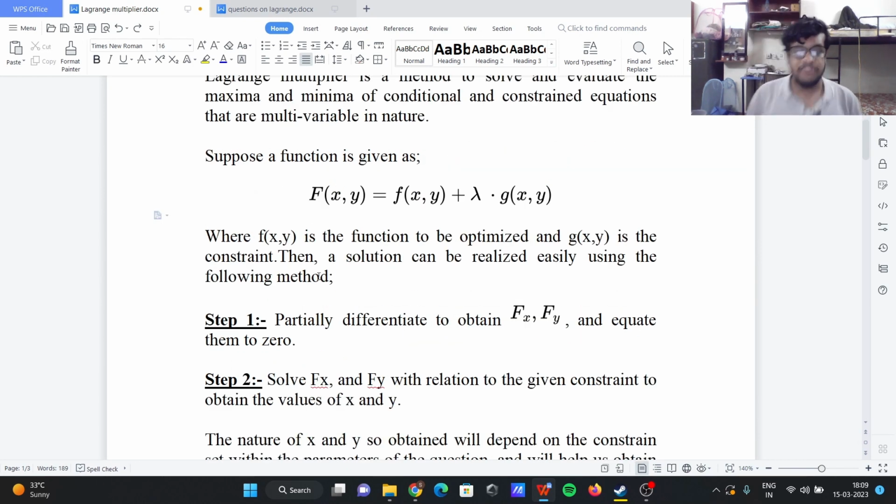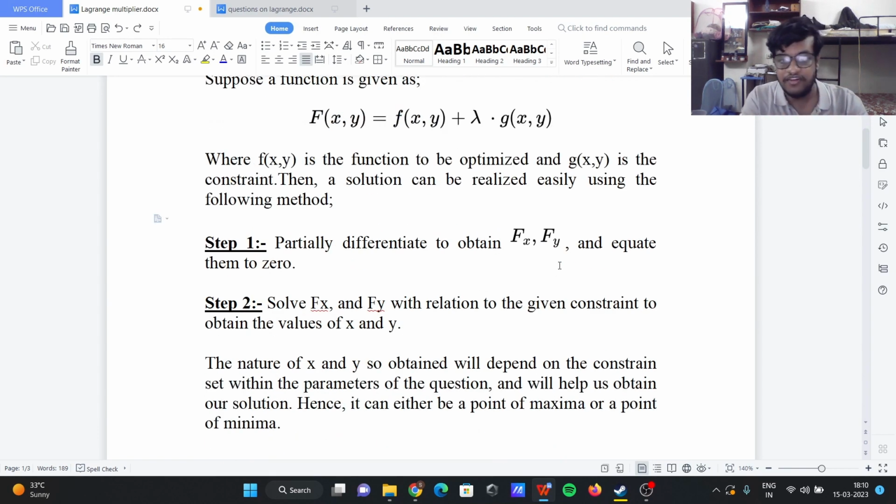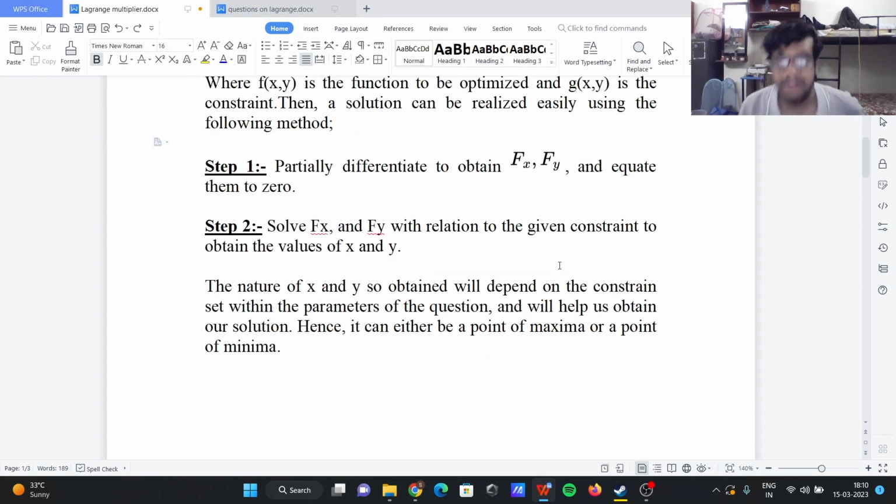Now there are just two steps to solve this. First, we have to partially differentiate to obtain fx and fy, which is dou f upon dou x and dou f upon dou y. Now we'll get a relation between fx, fy, lambda, and g of x, y from this. Now we solve all of these with respect to lambda, x, and y. We obtain some values of x and y, and the special thing about Lagrange multiplier is that for the values of x and y we obtain, we do not know whether they are minima or maxima. It entirely depends on the question.